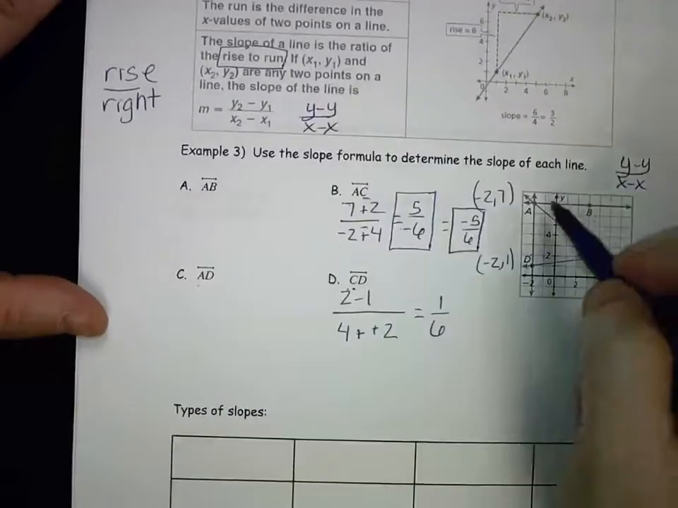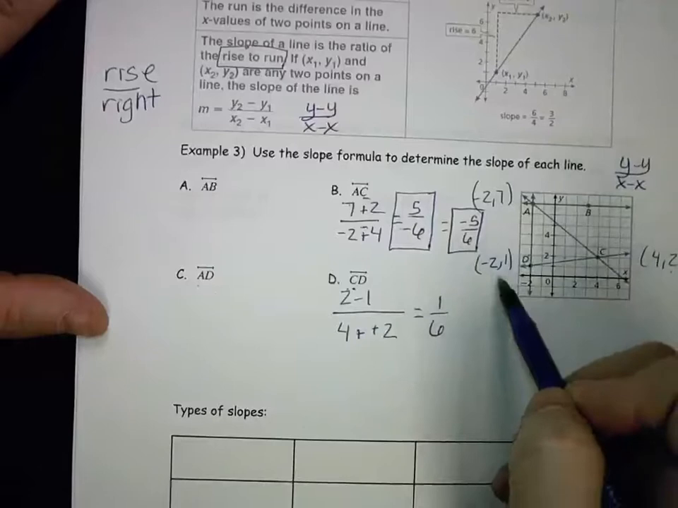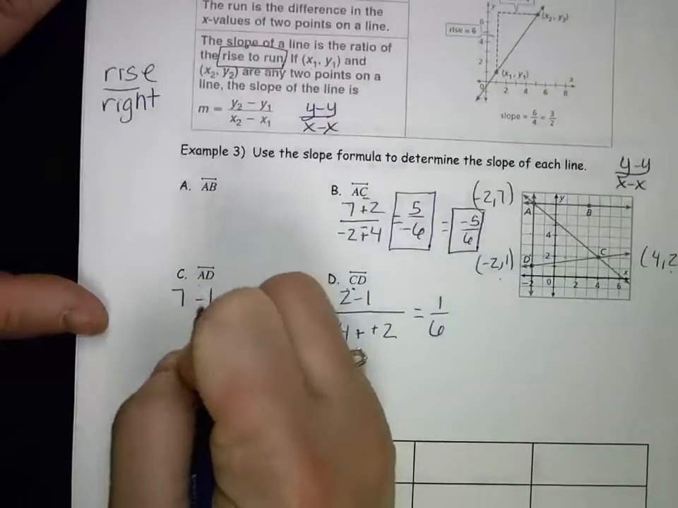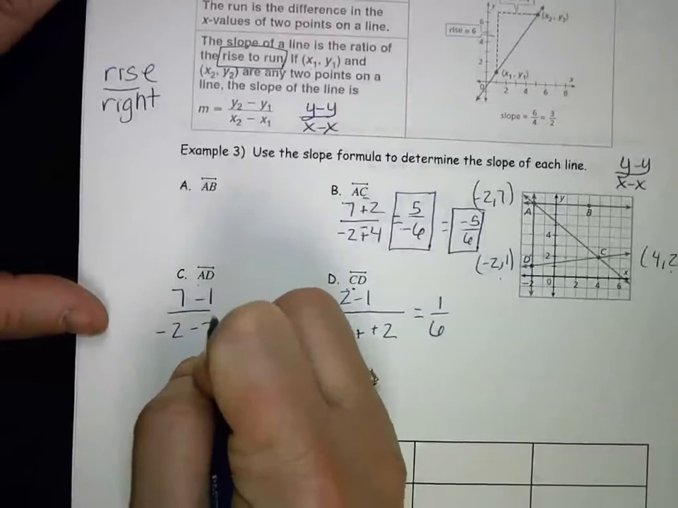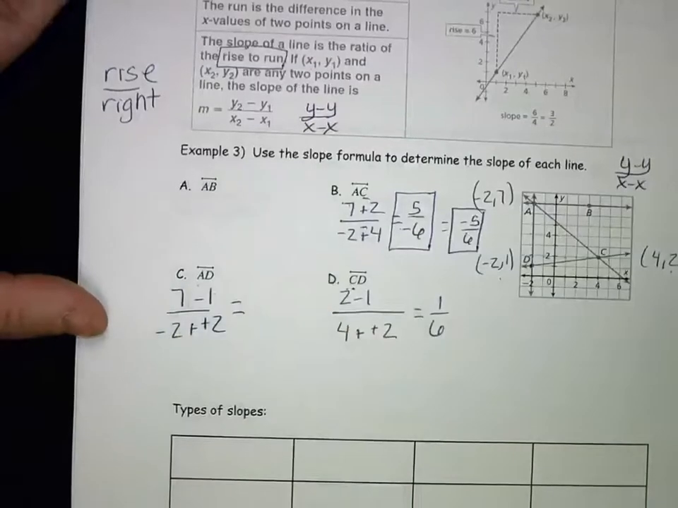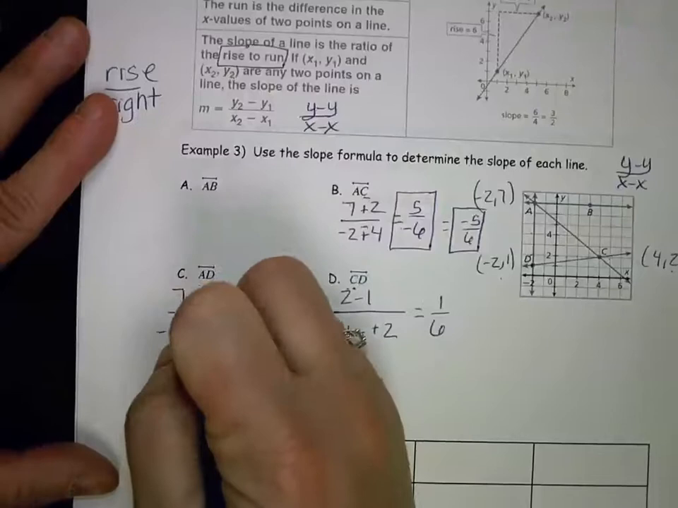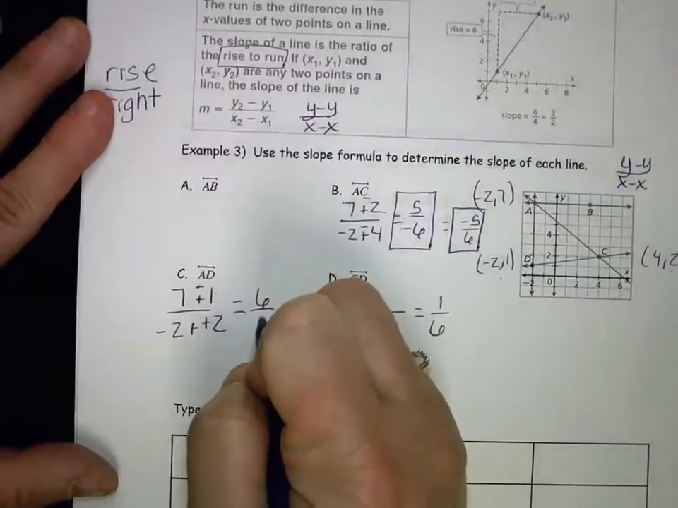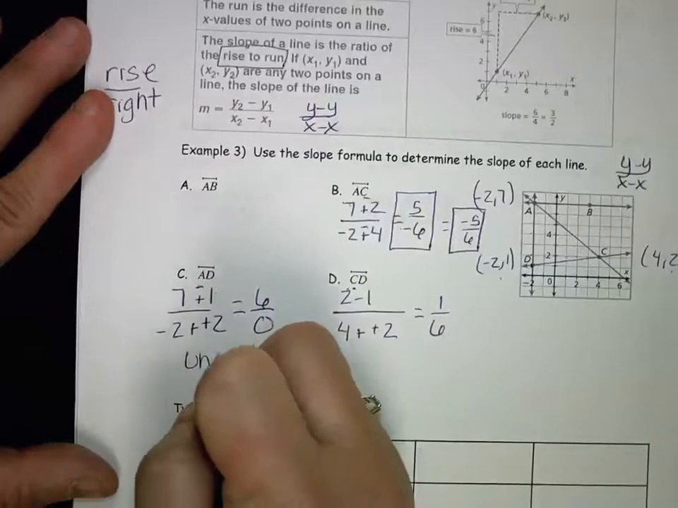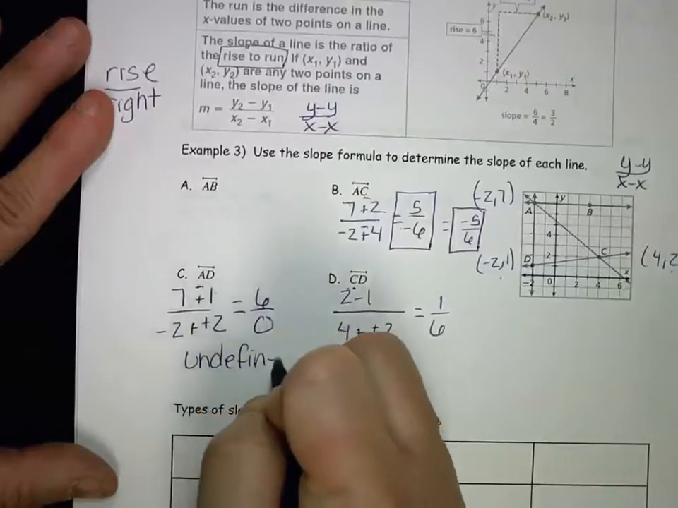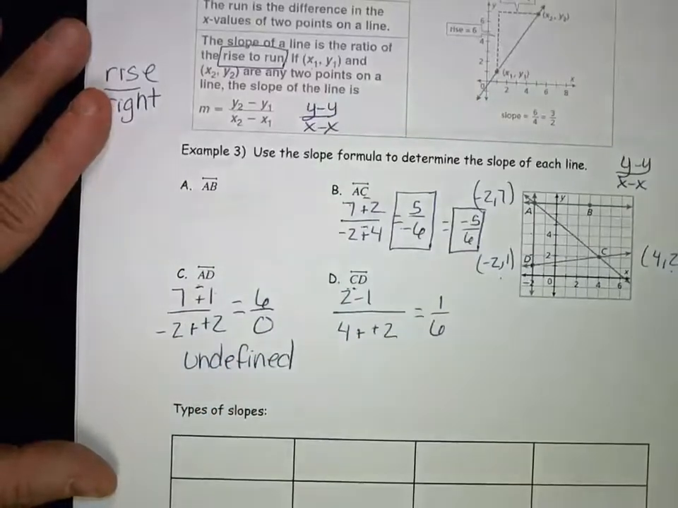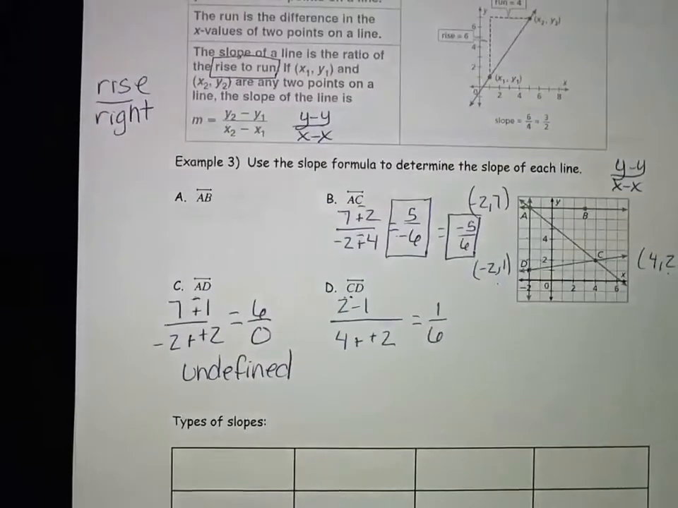Next I'm going to do AD. We have the points -2, 7 and -2, 1. So y minus y over x minus x. That becomes 7 minus 1 over -2, subtract a -2. So this becomes 6 over 0. And if you divide by 0, that is undefined. You can say undefined slope or no slope, but for that line, you cannot say a slope of 0.